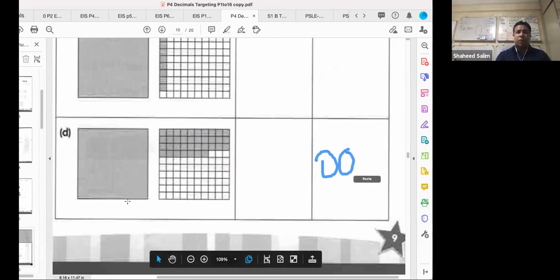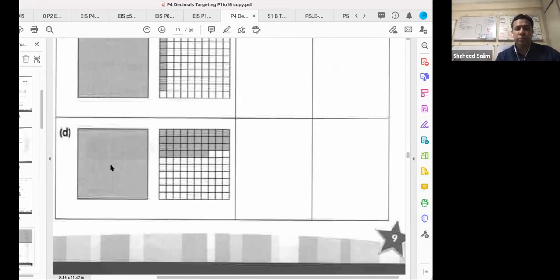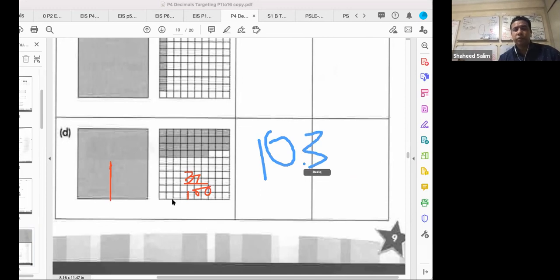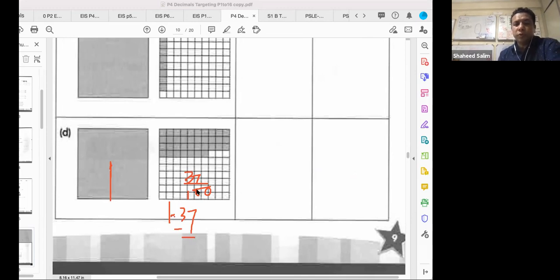But not 0 point. Down here is 1 big whole. You got 1 big whole here, so it must be 1 point. 1.1. Yeah, right for you. This one is 1 whole. This one is 37 over 100. So it's 1.37. Why 0.37? 1, 2, for the 2 zeros. Okay.